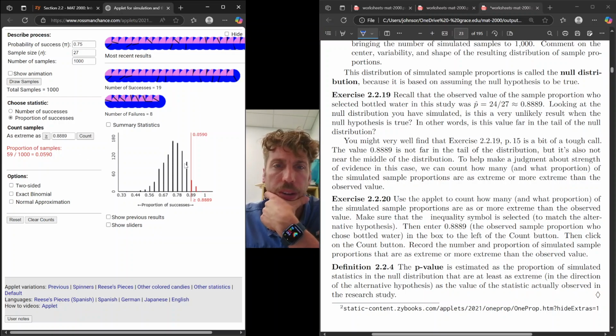And so if I look at 0.8 repeating, I've got these guys and just these guys. So my question is, is this value far in the tail of the null distribution? The tail would be when it gets really low. So this is in the tail, but not far in the tail.